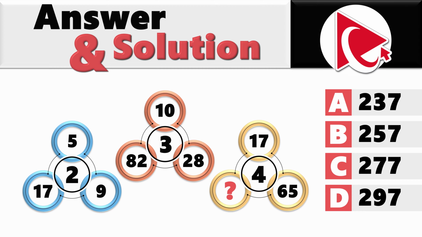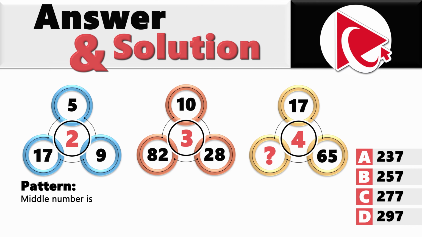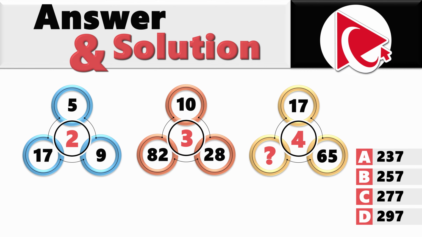As you might have guessed, the key here is to determine the pattern. We start with the middle number, which is the base. The next number is calculated clockwise, starting from the top, as the base to the power of an increasing exponent, plus 1. Let's look at the example.